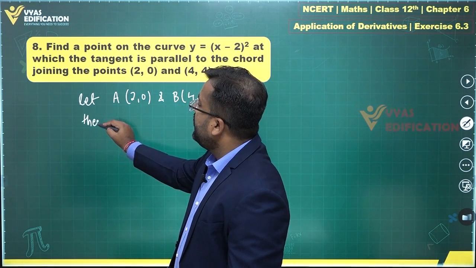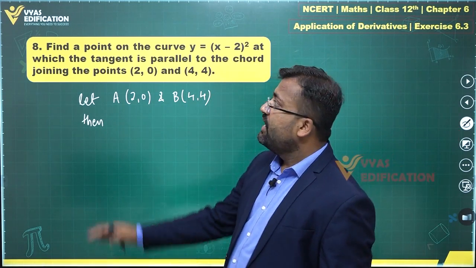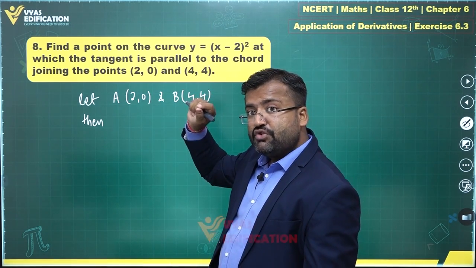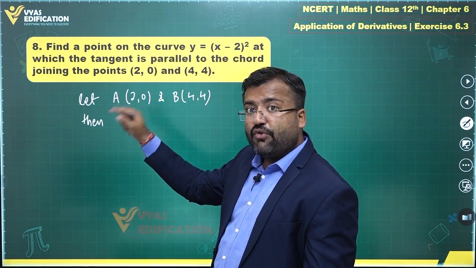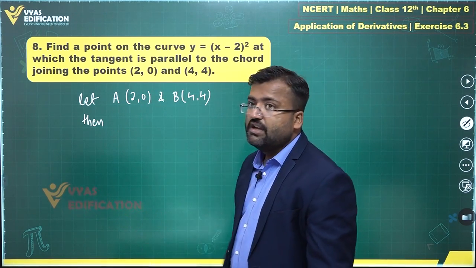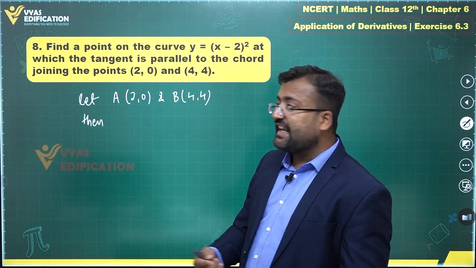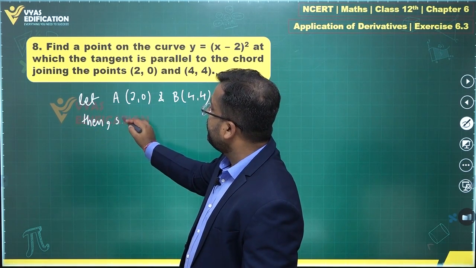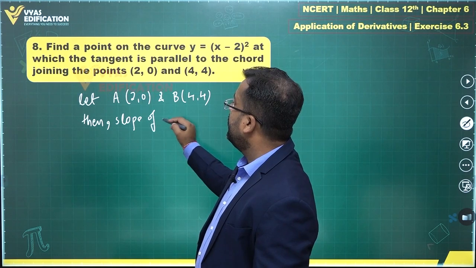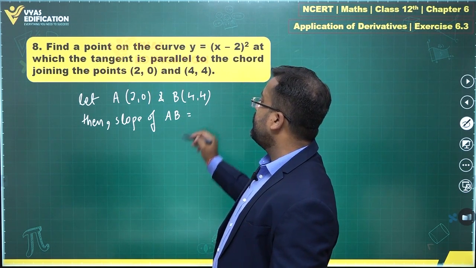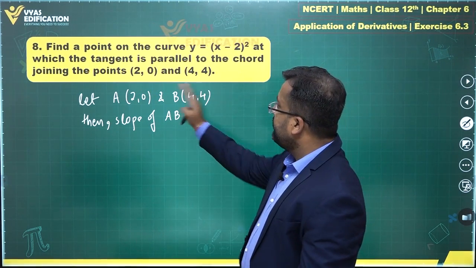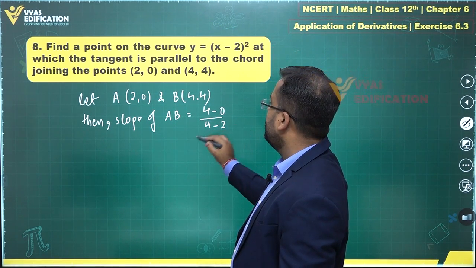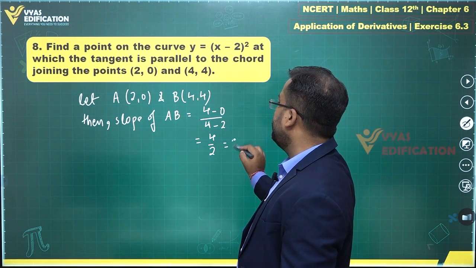We are supposed to find those points, and before that we need to find the slope of the tangent. The slope of the tangent is exactly the same as the slope of this chord. So the slope of the chord AB will be equal to what? This is simply (y2 minus y1) upon (x2 minus x1), 4 minus 0 over 4 minus 2. This is 4 upon 2, which is simply 2.